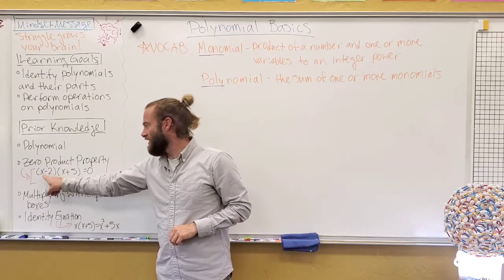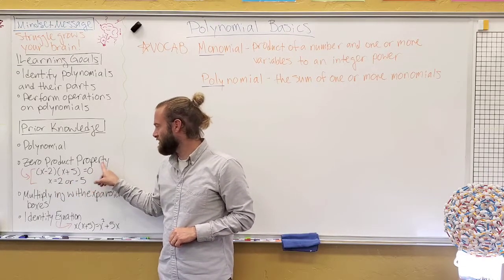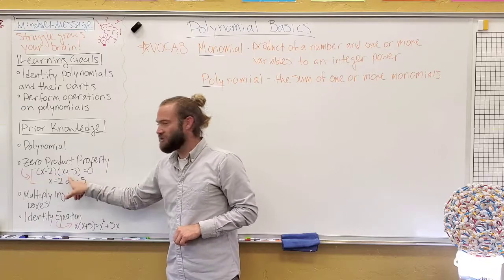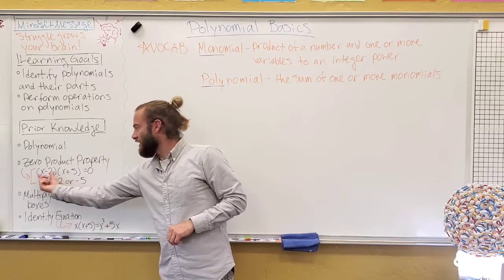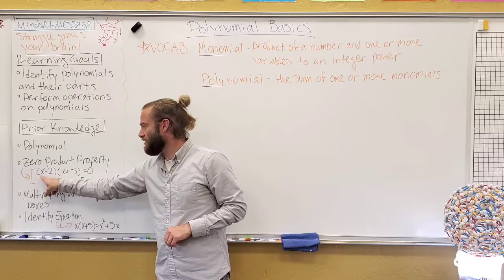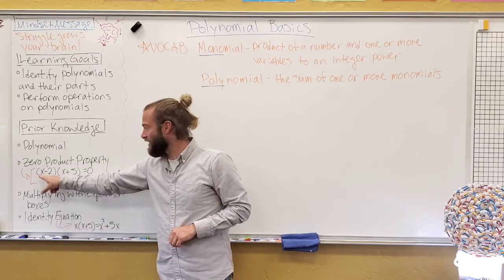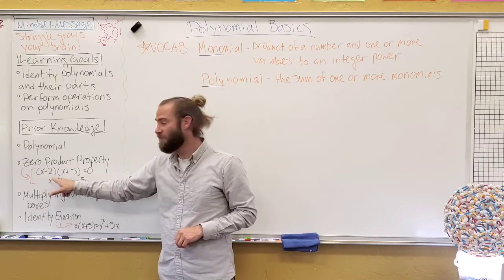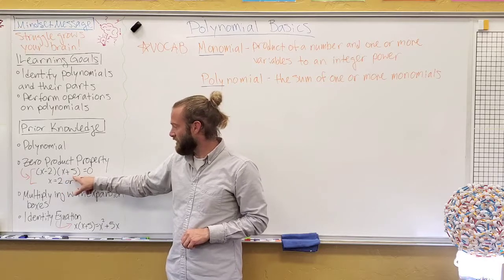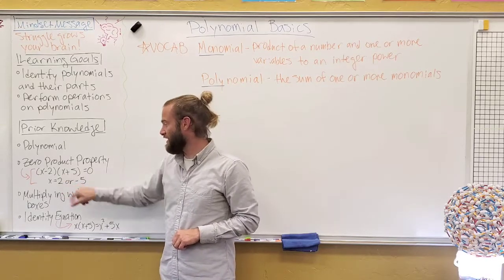So this is like, if I have an equation like this, I can utilize this property. If we multiply two things to make zero, well then one of the things must be zero. So the x value to make this factor be zero would be positive 2. The x value to make this factor zero would be negative 5.